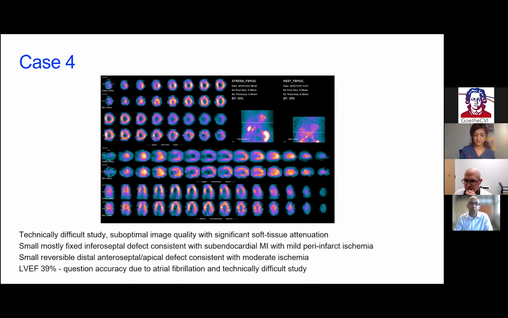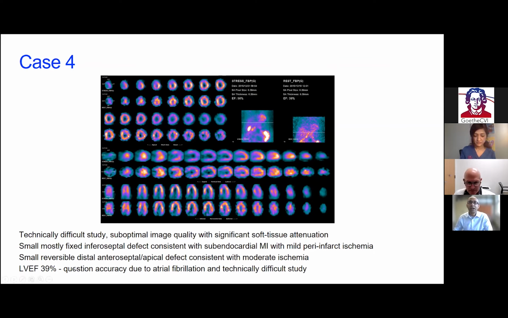And these are the images from the nuclear stress test. As you can see, the images are quite suboptimal. So the interpretation was that this was a technically difficult study with suboptimal image quality and significant soft tissue attenuation. There were a few abnormalities that were noted. There was a fixed defect in the infraseptal wall with associated mild peri-infarct ischemia. There was also a moderate ischemia in the anteroseptal and apical wall. So all of this was suggestive of disease in the left anterior descending coronary artery.